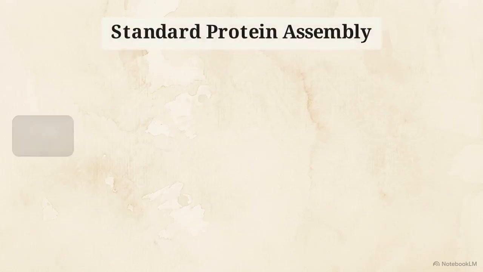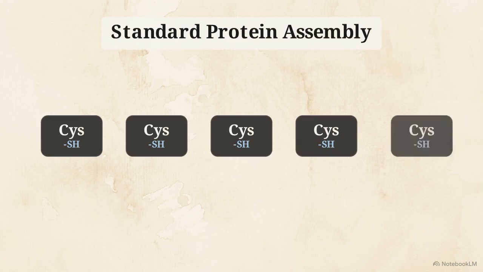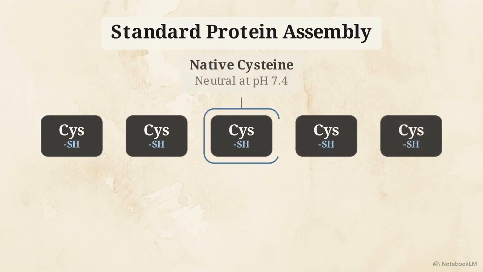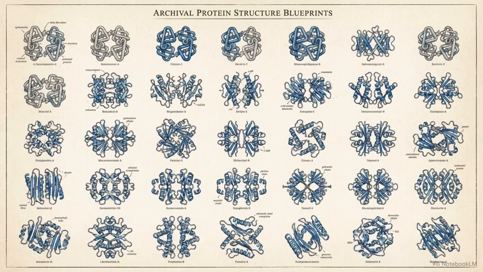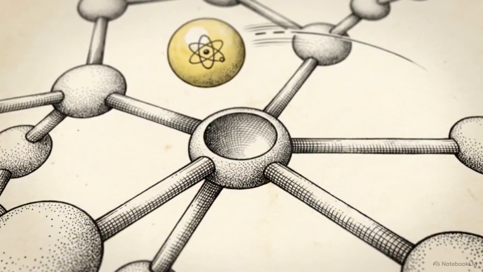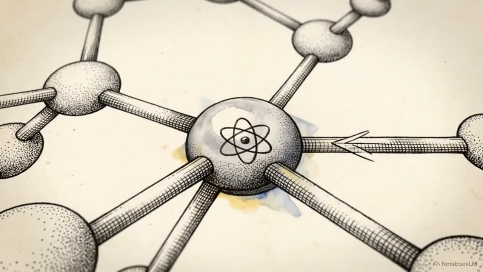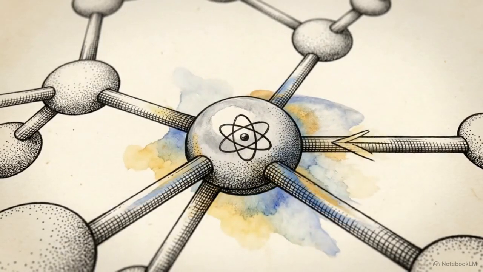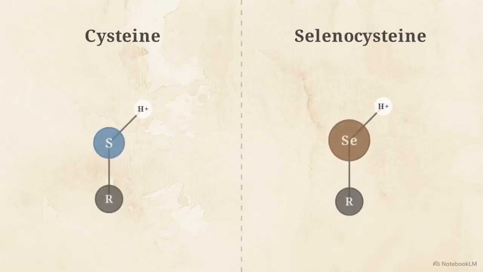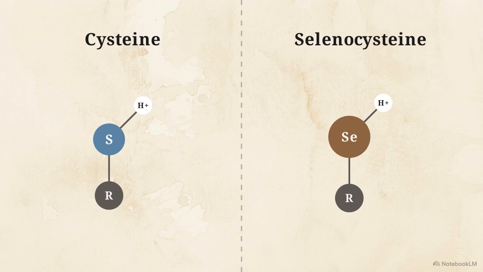When your cells manufacture standard proteins, they use reliable, stable amino acids, like native cysteine, as the structural bricks. But for 25 highly specialized human proteins, the cell makes an exception. It replaces a native sulfur atom with a selenium atom, creating selenocysteine, classified by biochemists as the 21st amino acid. This diagram illustrates the physical chemistry of that substitution.